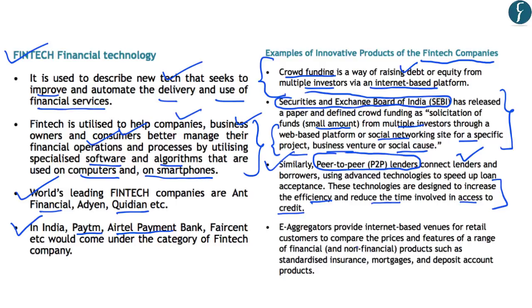Another important innovation is in terms of e-aggregators. These e-aggregators provide internet-based venues for retail consumers to compare the prices and features of a range of financial products, for example, standardized insurance, mortgages, and deposit account products. One of the best examples of these e-aggregators is the Policy Bazaar platform, which allows you to compare various insurance products, etc. So this is one of the new areas where the financial technology companies are venturing into. These are a few examples of the innovative products which have been designed by these fintech companies.